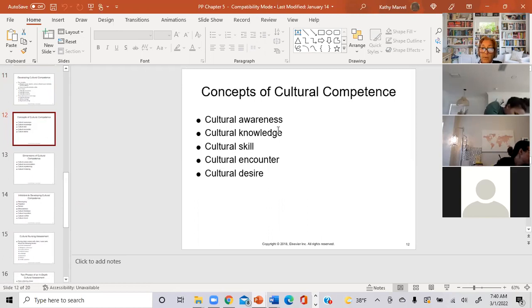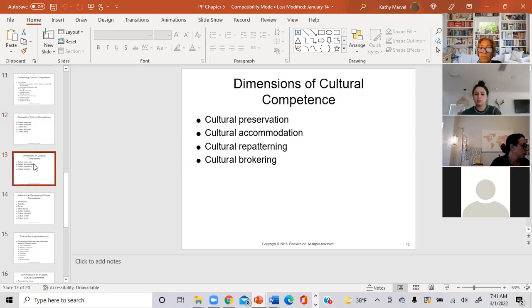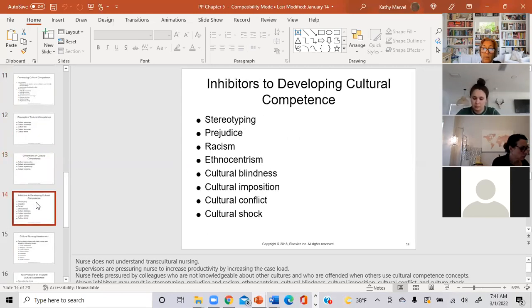And then the concepts of cultural competence. The concepts are: we must be aware, we must be knowledgeable, we must have skill, we must involve ourselves in encounters and have the desire to do so. And then the dimensions of cultural competence: preservation, accommodation, repatterning, and brokering. I'll show you where those are in the book. We need to have an understanding.